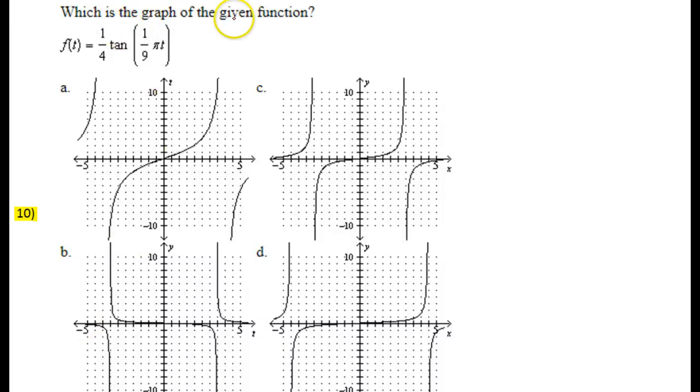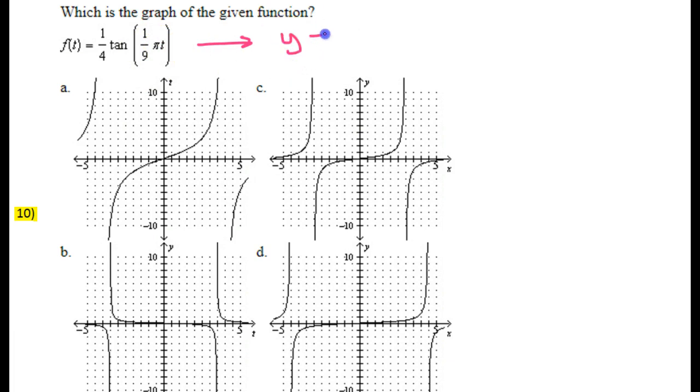So, which is the graph of this function? I'm going to rewrite this in a slightly different form. Also, I don't like using the variable t. It confuses me. It looks like a plus sign sometimes. So I'm just going to use x like we normally do, like all good people should.